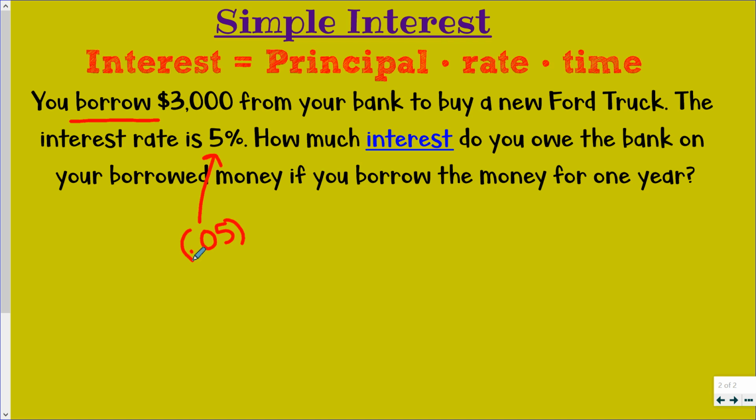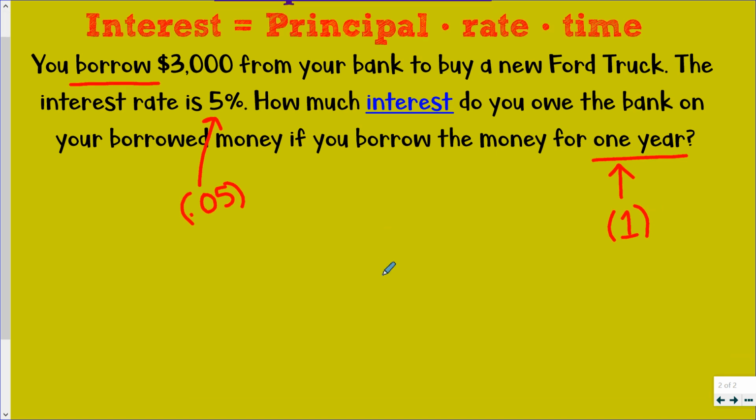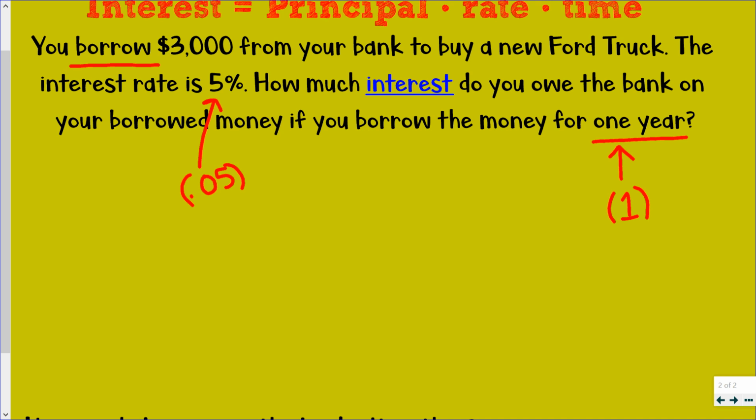And it says, how much interest do you owe the bank on your borrowed money if you borrow the money for 1 year? So remember, we need time to be measured in years. It's in years, so we can work with that. All right, so let's go ahead and start solving this. Remember, I like to always restate my formula, so I'm just going to write it again.